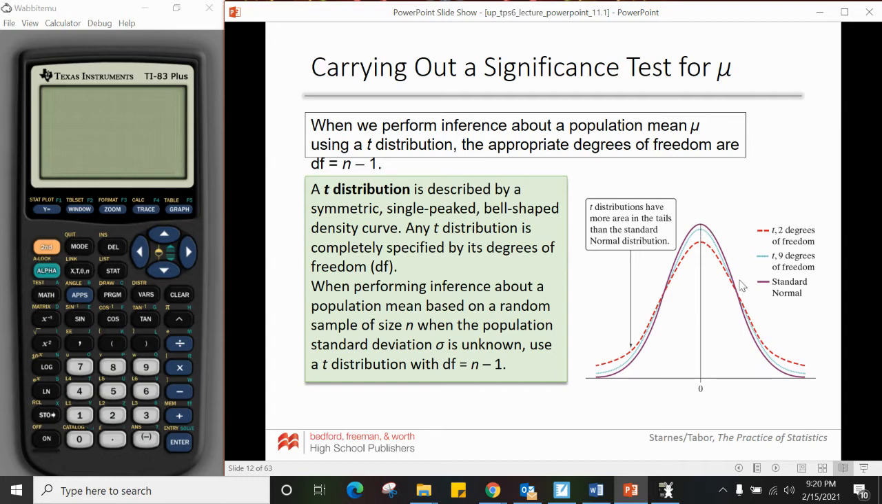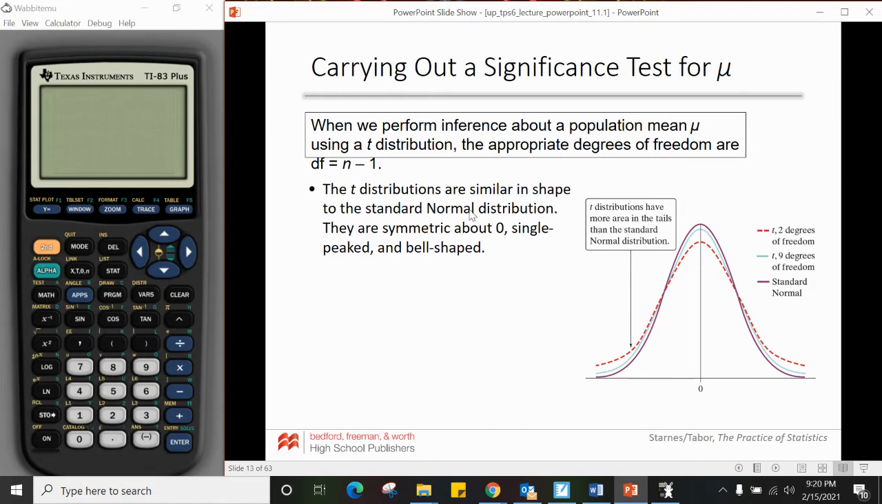And as you can see here, if purple is the normal distribution, 9 degrees of freedom is this blue, and 2 degrees of freedom, so a sample size of 3, is this red. So as your degrees of freedom goes up, so as your sample size increases, the t-distribution begins to look more and more like the normal distribution. But when our sample size is small, you can see that our tails are fattier. We just have a little bit more probability in the tails.